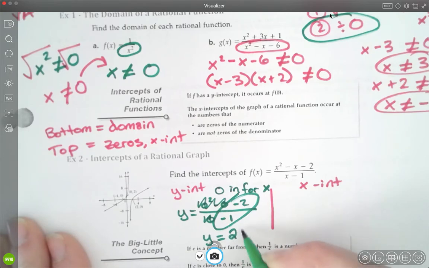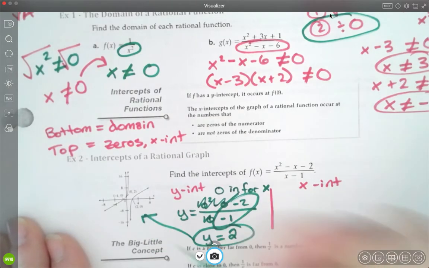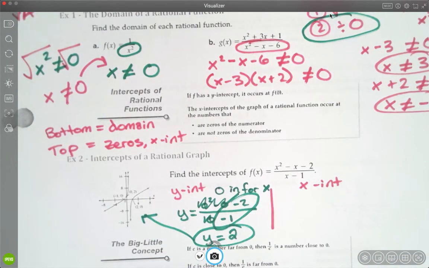2, it's going to touch at 2. Does it touch at 2 according to the graph? You betcha. That's consistent with the graph. They will not give you the graph, but I'm giving that to you so we can check our answers, right? Okay. All right, the x-intercept, you do the opposite thing, okay?